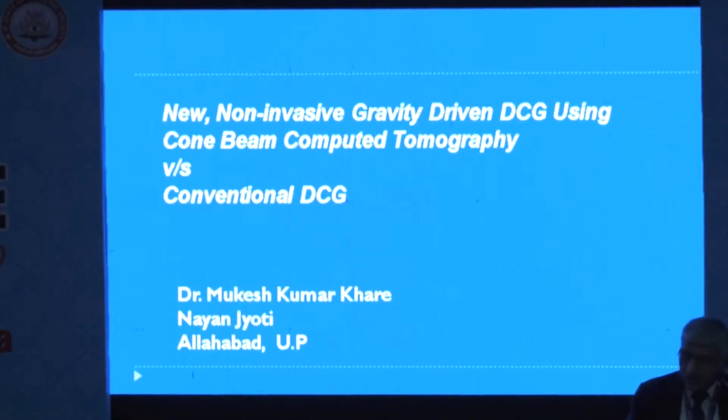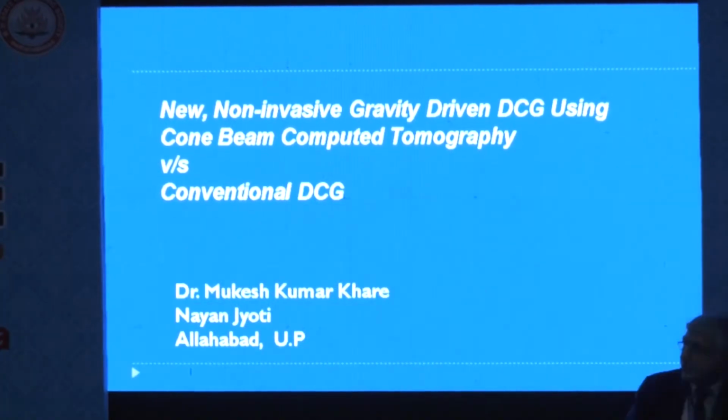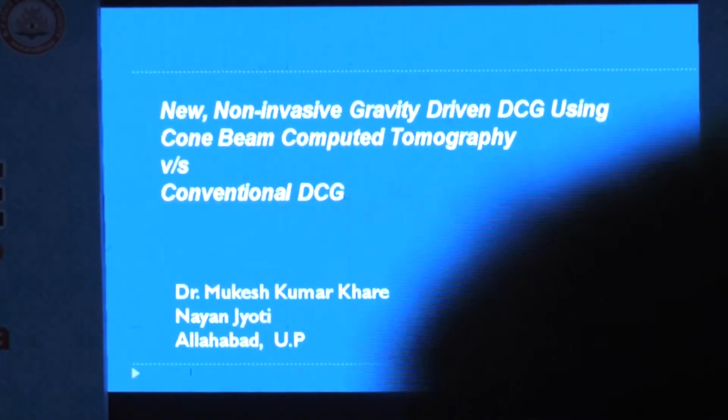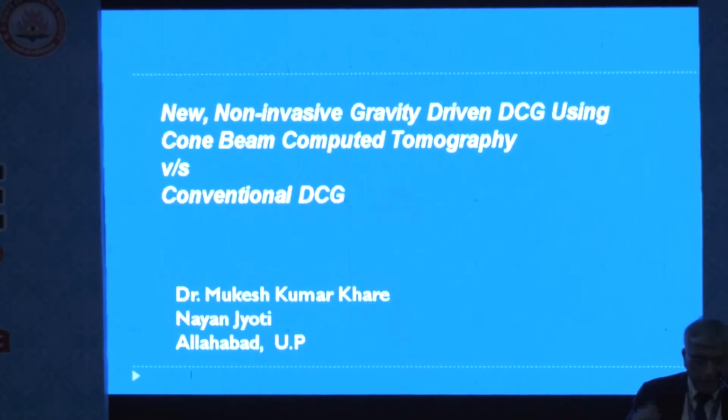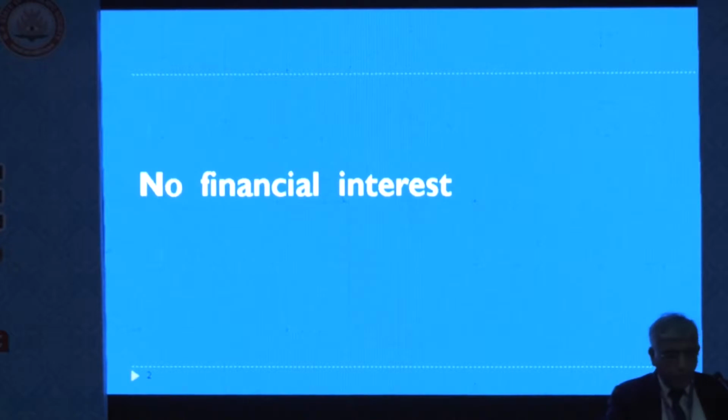The present study is inspired by dentistry. The idea came to me when I was getting my teeth scanned by CBCT, the cone beam computed tomography dedicated to dentistry.